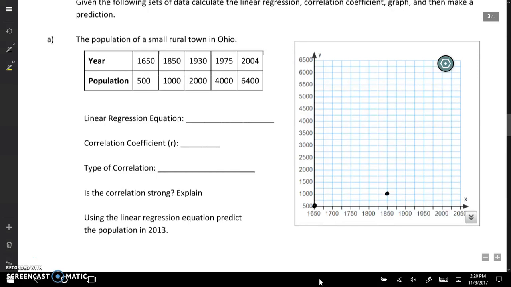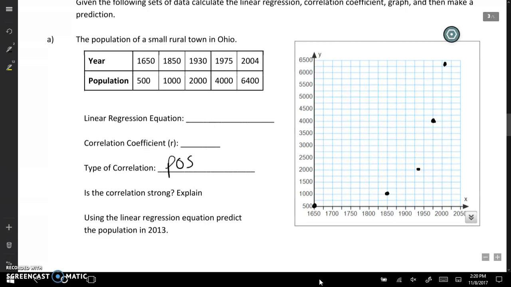At 1930, there are 2,000 people. Let's look about here. 1975, there were 4,000 people. And then 2004, we're all the way up here to 6,400, which is about right there. Is that positive or is that negative? Well, that's a positive correlation, right? It's going up, so that's positive.